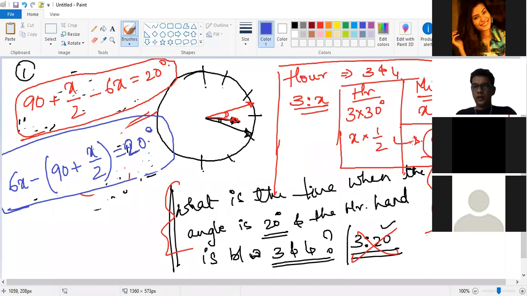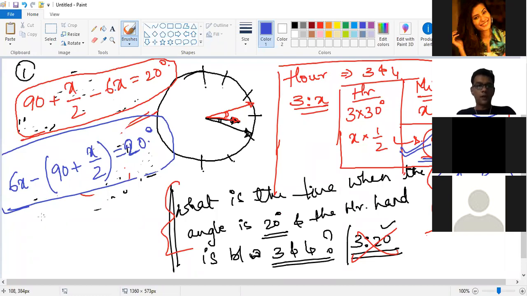Now, this is one hand journey on the right hand side. If you see, this is one hand journey, 90 plus x by 2, and this is the other hand journey, 6x. So I have to take a difference between these. What is the difference between A and B? It can be A minus B or B minus A, because it depends on what is bigger. So what is the difference between the two? It can be 90 plus x by 2 minus 6x, or 6x minus (90 plus x by 2).